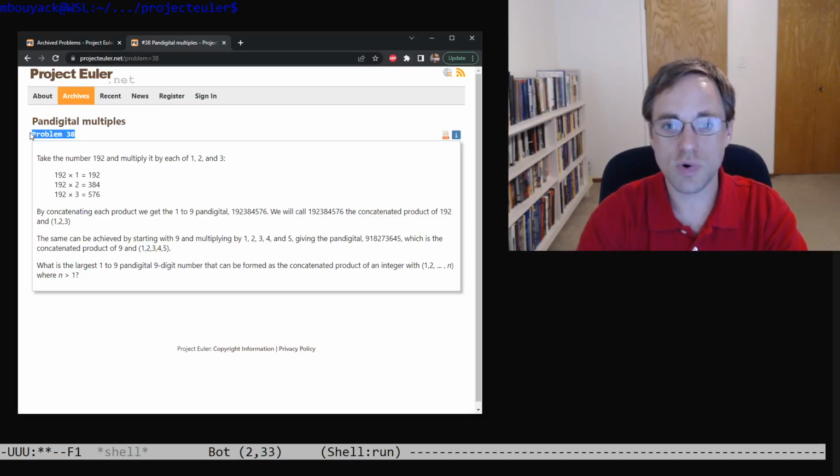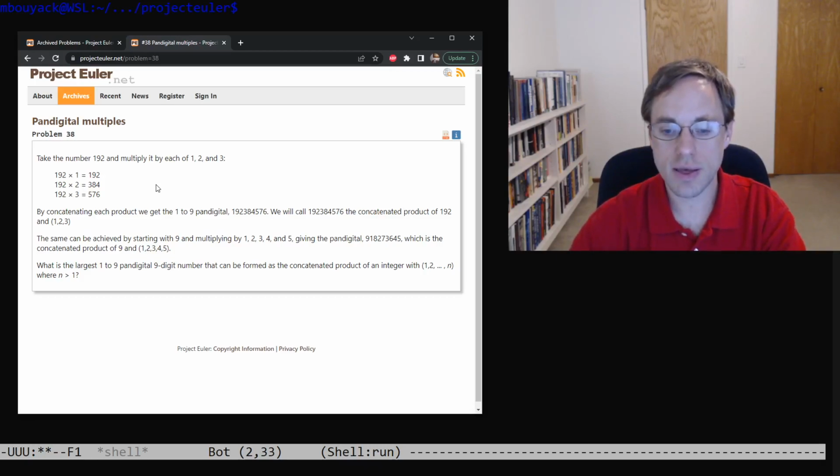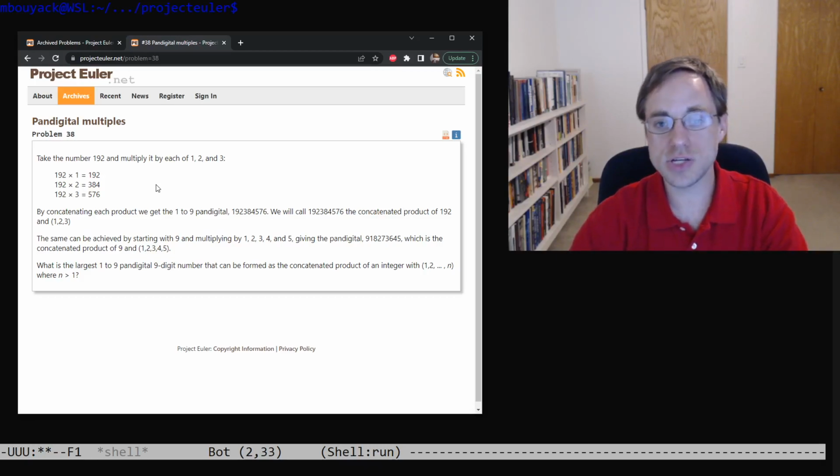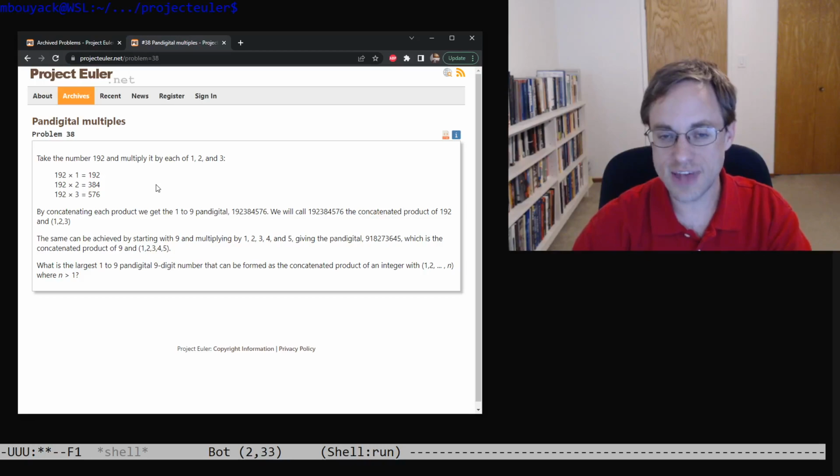from the Project Euler problem archive. Now, this problem asks us to find positive integers such that when we concatenate the first n multiples of that integer, we get a pan-digital number. And it defines a pan-digital number as a 9-digit number which contains the digits 1 through 9 exactly once each.